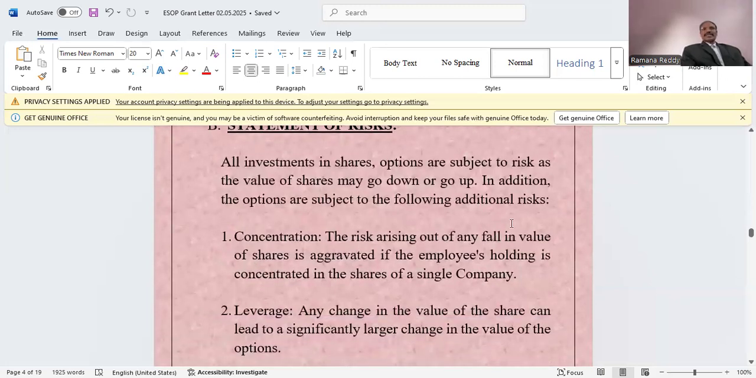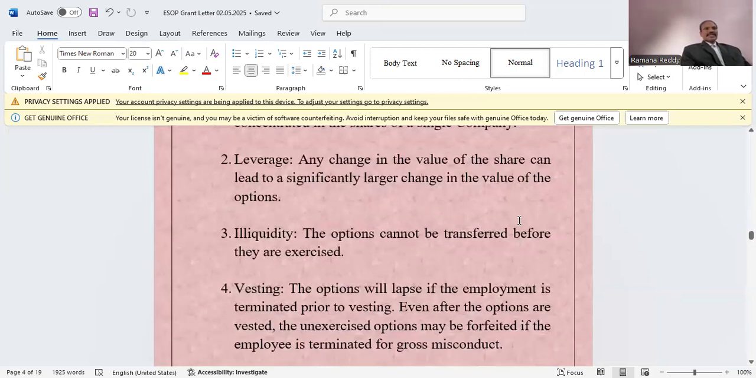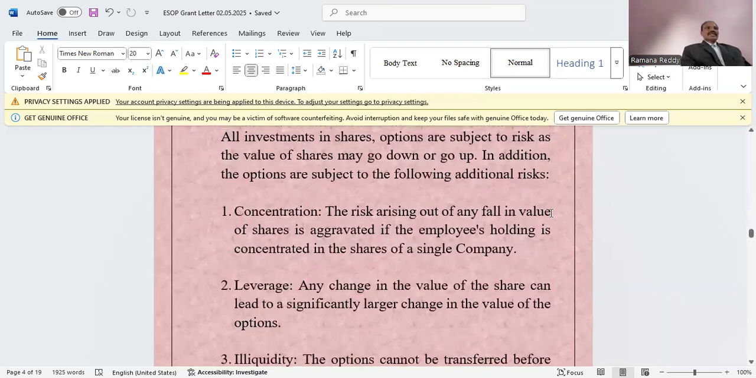First risk is concentration. Second risk is leverage. Third risk is illiquidity. Fourth risk is vesting. As per the regulation, in the offer letter the company has to mandatorily mention the risk factors.